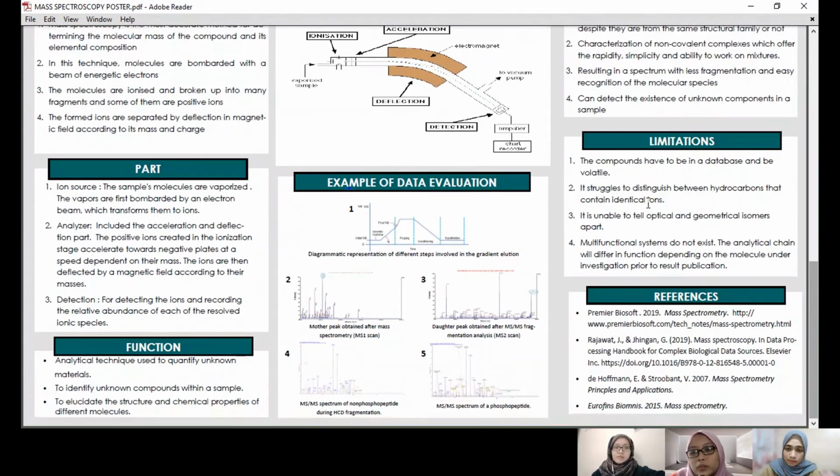Next, for the limitations of the mass spectroscopy, firstly, the compounds used in the mass spectroscopy have to be in a database and be volatile. Mass spectroscopy struggles to distinguish between hydrocarbons that contain identical ions. It is unable to tell optical and geometrical isomers apart. Lastly, multifunctional systems do not exist, as the analytical chain will differ in function depending on the molecule under investigation prior to result publication.